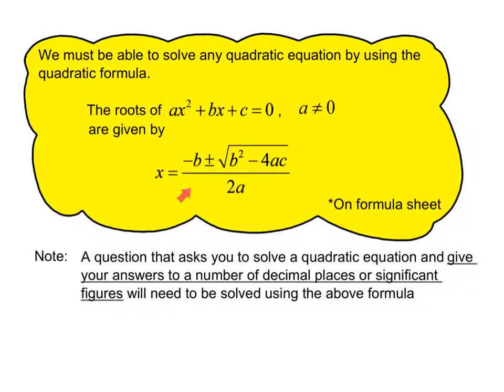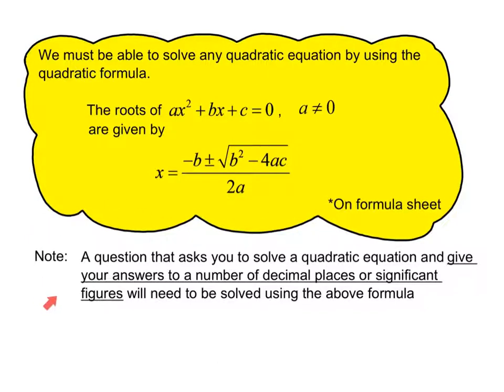Now you'll know from factorising, or solving quadratic equations by factorising, that we often get two solutions. This is where the plus and minus come in. So basically our quadratic formula is x equals negative b plus or minus the square root of b squared minus 4ac, all divided by 2a. This will be on your formula sheet, but it's always a good idea to learn these things by heart anyway.